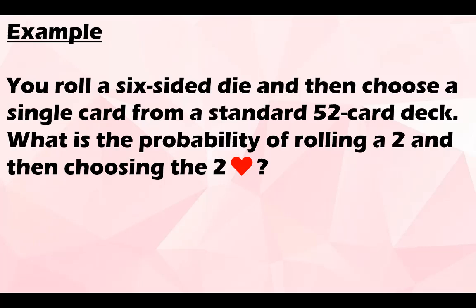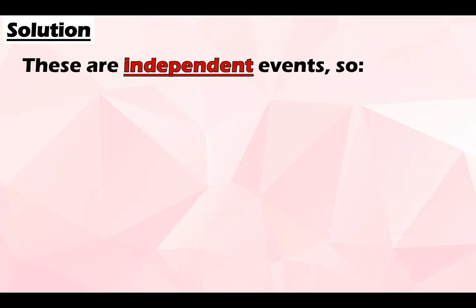How about another example? You roll a 6-sided die and then choose a single card from a standard 52-card deck. What is the probability of rolling a 2 and then choosing the 2 of hearts? When we take a look at these two actions that are part of this probability experiment, rolling a die and pulling a card out of a deck, they don't impact one another. These are independent events.